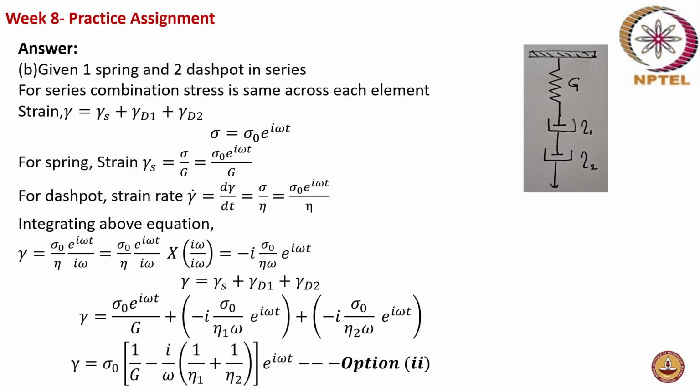So rearranging it, you will get the total strain for this periodic stress given as sigma naught into 1 by G minus i by omega into 1 by eta 1 plus 1 by eta 2, times e power i omega t, which is nothing but your option 2 given in the question. Okay, you were able to follow it. Just an integration operation you have to perform. Earlier, to get the phenomenological model you did differentiation; here you're doing the integration. It's just a mathematical operation, and then substituting the respective terminologies, right?